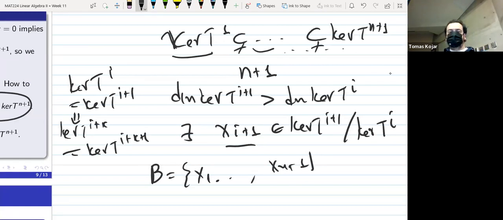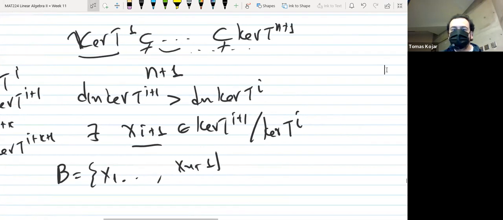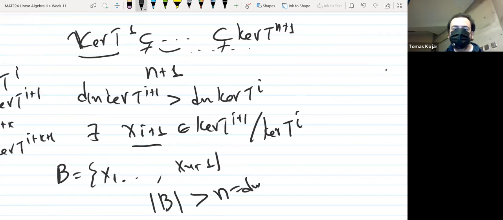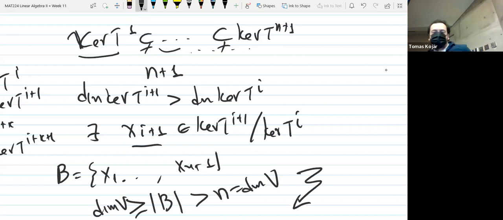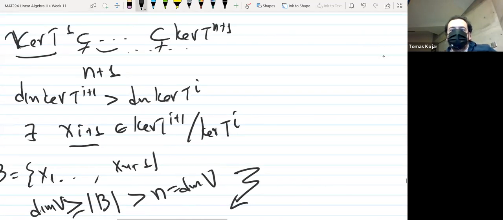So is there another way to do it? Maybe there's a dimension argument that is quicker. So let's see. From here the contradiction is that this is bigger than n, which is dim V, but this is supposed to be less than dim V. So that's the contradiction. What's a quicker way to do this? If some people know a quicker way, I'm happy to hear it.